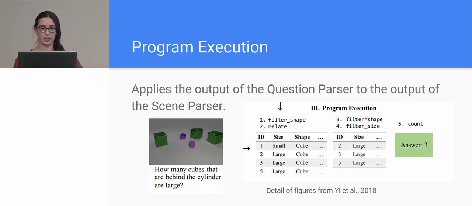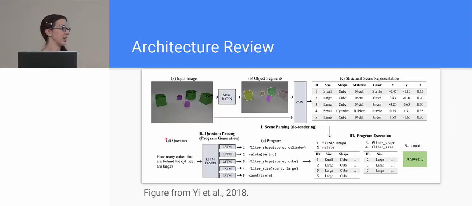The next thing we're going to do is filter the shape, which is cube, and then filter the size, so we're only going to have large cubes left. And then finally, our last command is to count these rows, and so we get 3. So how many cubes that are behind the cylinder are large? There's 1, 2, 3 large cubes. All right, so scene parser, question parser, program execution.